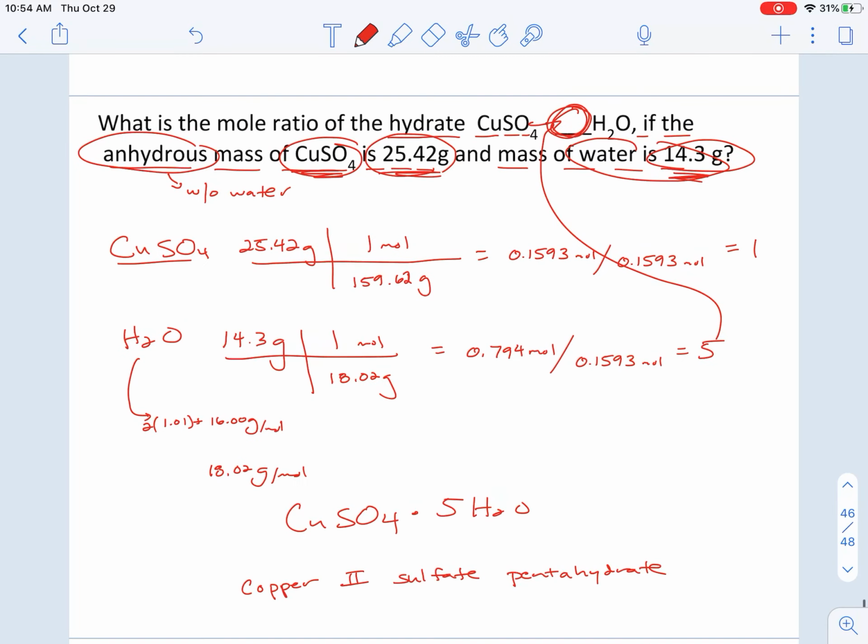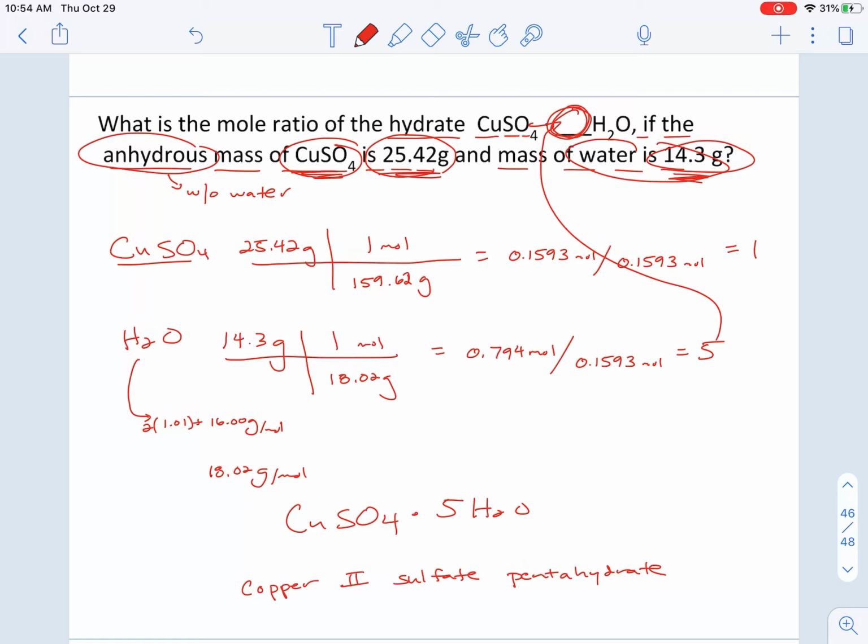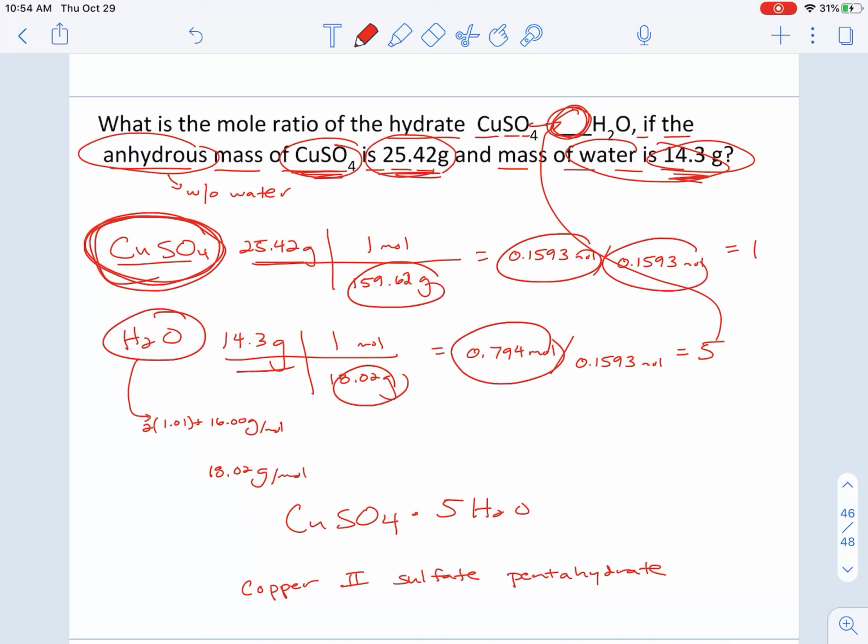Great. So in essence, very similar to what we've been doing before. Now we're just taking a look at the masses that are present of an anhydrous compound and the amount of water there. Depending on the mass, divide by the molar mass to get the moles of each. Look at the moles of each to get a ratio. It's a 1 to 5. It's always going to be a 1 to something ratio. So hopefully that was helpful.